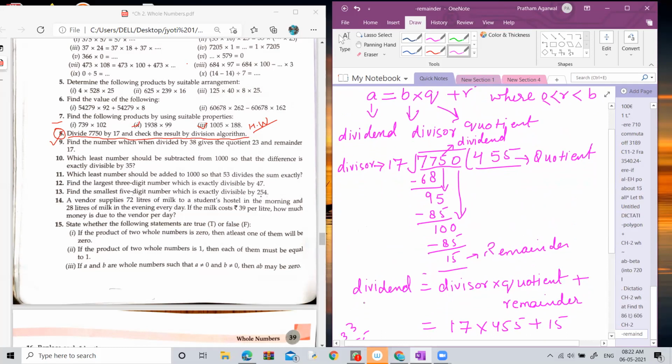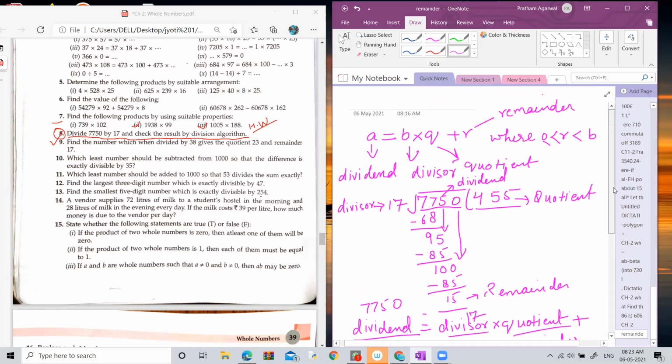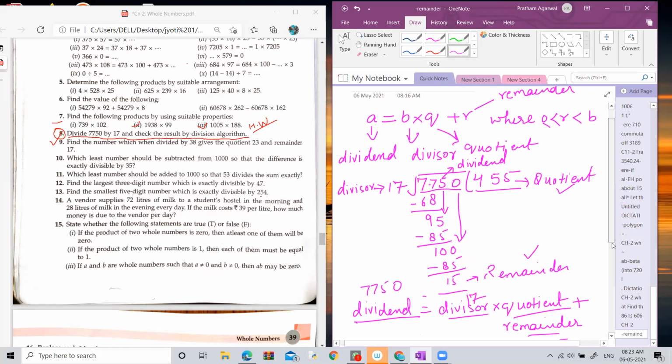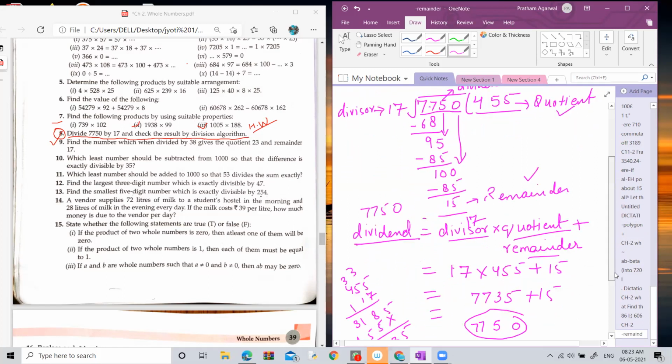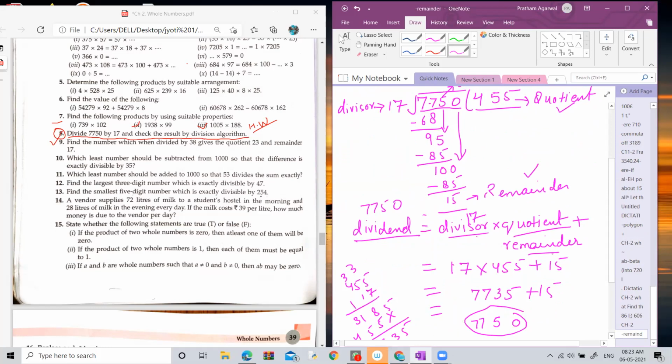In this formula, you know the value of dividend, which is 7,750, and divisor, which is 17, but you don't know the value of quotient and remainder. So first of all, you have to divide these two numbers, 7,750 divided by 17, and then you will get the quotient and remainder. Now you have to check whether the remainder is correct or not. To check the result, you have to put the values of divisor, quotient, and remainder according to this formula and then simplify it. After simplification, you get that the value is equal to the dividend. It means your answer is correct.